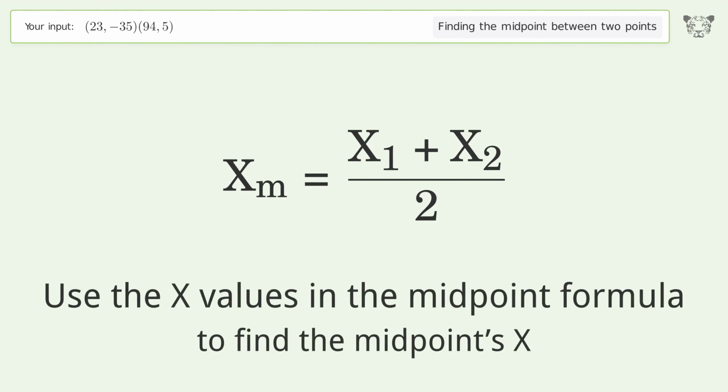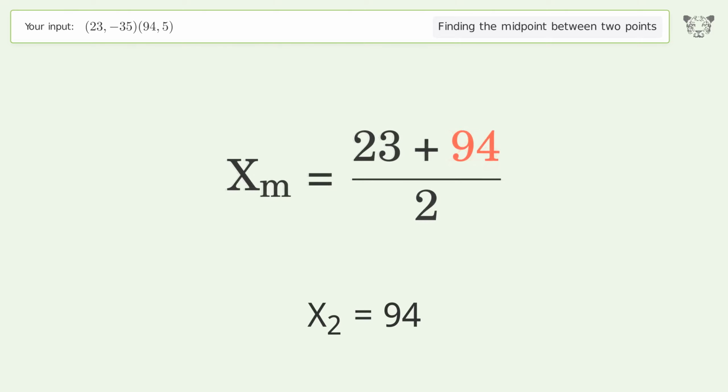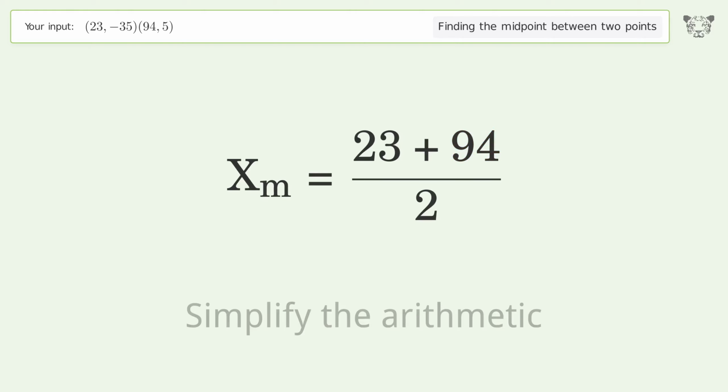Use the x values in the midpoint formula to find the midpoint's x. x1 equals 23. x2 equals 94. Simplify the arithmetic.